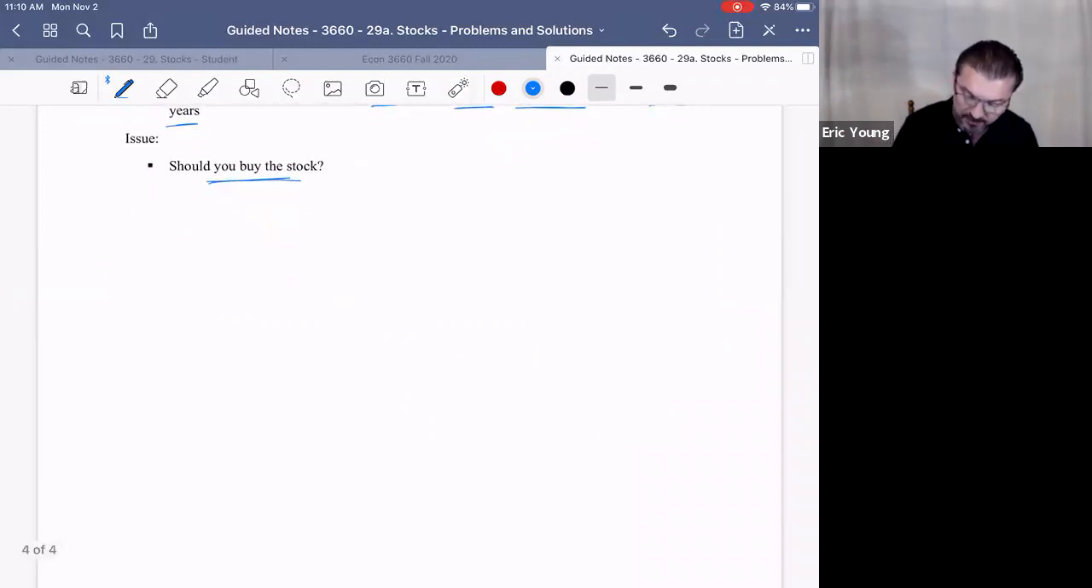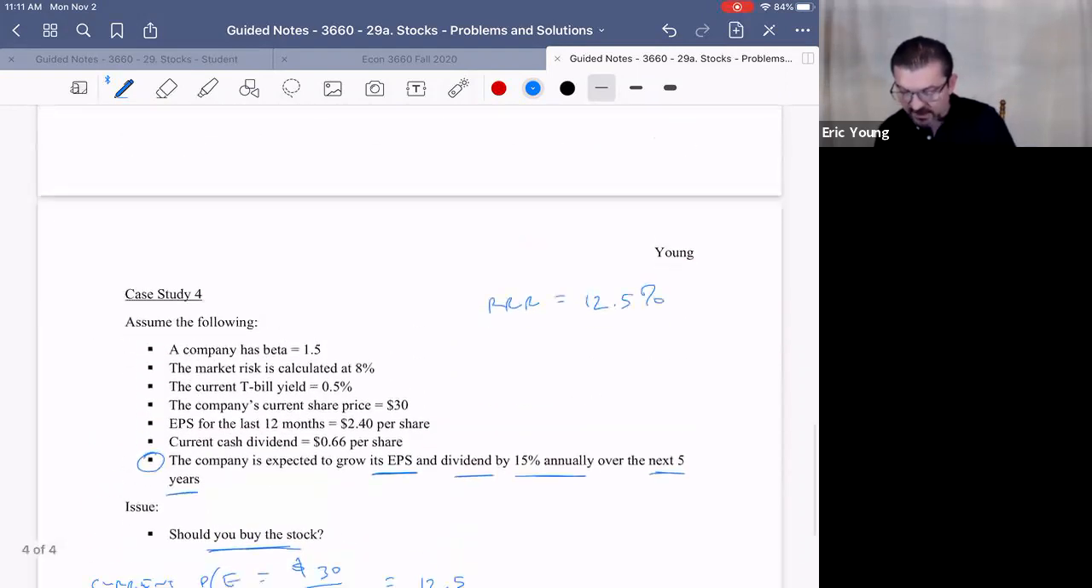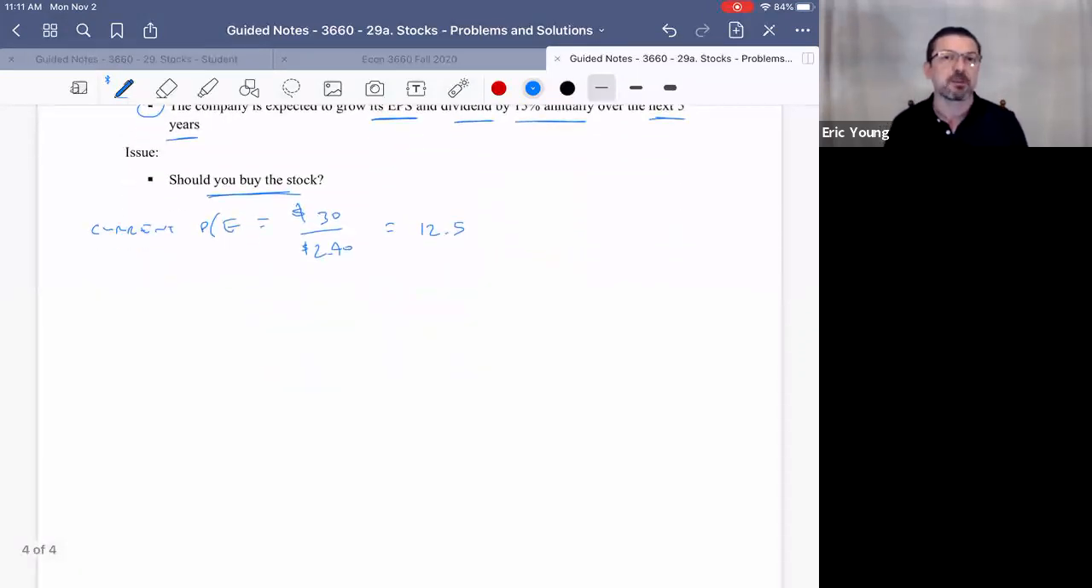First thing I would offer to you is the current price earnings ratio is going to be $30 divided by $2.40, which is equal to 12.5. Okay, 12.5 is your PE. By the way, it's a total coincidence that that's the same required rate of return. Total coincidence, don't conflate the two. So your PE is 12.5.